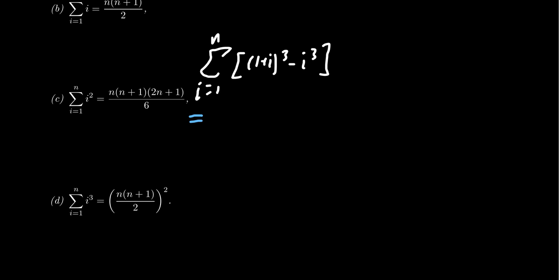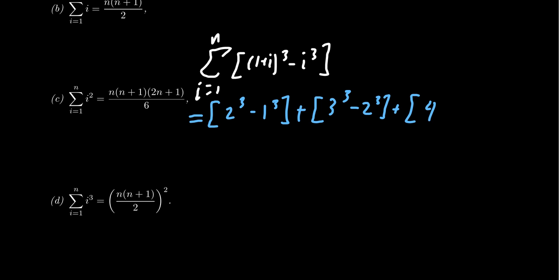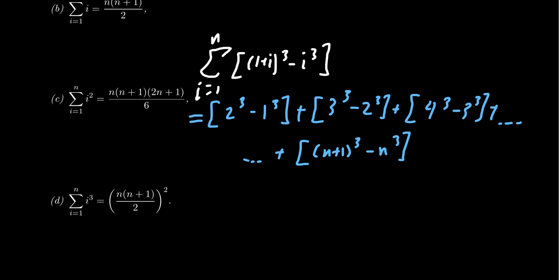So if we look at this the first time, let's just expand it out, right? If you expand it out, you're going to end up with 2 cubed minus 1 cubed plus, you're going to get 3 cubed minus 2 cubed. The next term, you'll get 4 cubed minus 3 cubed. And this pattern will continue on until you end up with the very last term. You're going to get n plus 1 cubed minus n cubed, like so. So what's going on here?